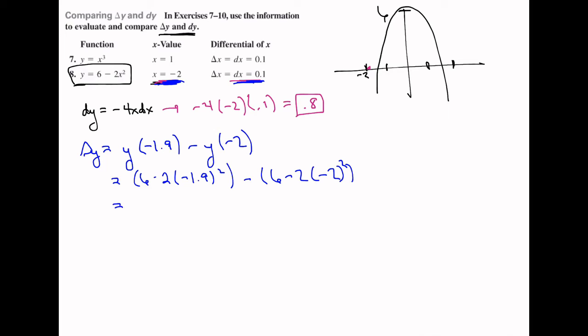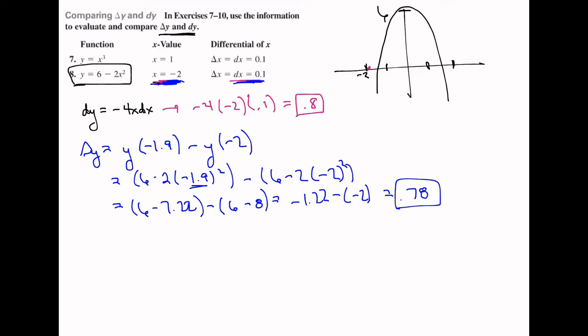All right, so this is 3.61 multiplied by -2, so this is 6 minus 7.22. This is 6 minus 8. So that's -1.22 minus -2, which gives me 0.78. And what you want to notice in the end numerically is that these two are very similar. Okay, very similar. Why now is my dy a little larger than my delta y?